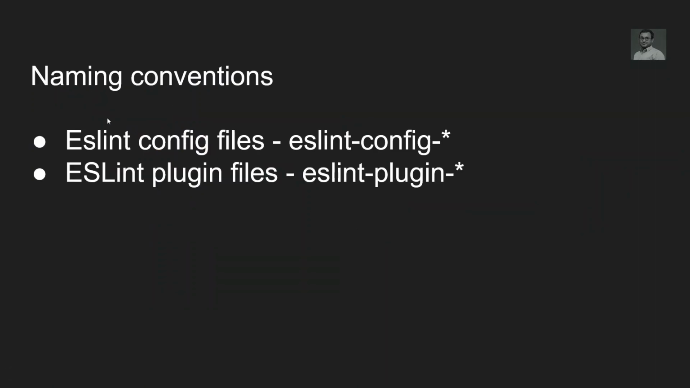Naming conventions: you need to understand the naming conventions. For ESLint config files, the name will be eslint-config-star, where star means whatever the file name is. If you see eslint-config- followed by a name, you can understand that it is an ESLint configuration file. And ESLint plugin files will be something like eslint-plugin-star, where star means the plugin name. Whenever you see eslint-plugin-star, you can recognize that it is an ESLint plugin.